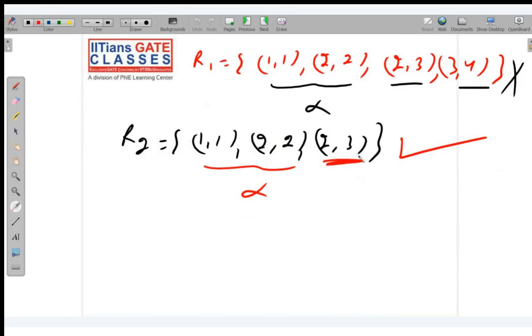Okay, (2,3) is there. So matching pair with 3. There is no ordered pair which is starting with 3. If there was some ordered pair which is starting with 3, then problem will start. Otherwise, no problem. Is it okay?